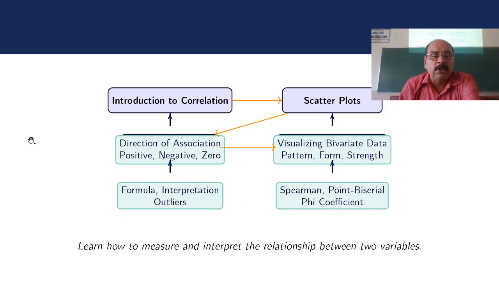So, in this lecture, I'll give you an introduction to what is meant by correlation, what is positive and negative correlation, and what it means when I say there is no correlation between two variables. We'll see some basic formulas, correlation coefficients, how to find correlation coefficients, and then we'll be seeing scatter plots.